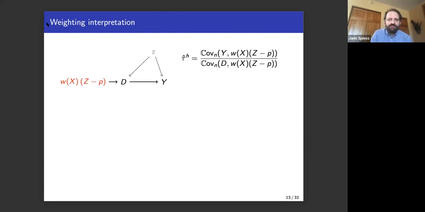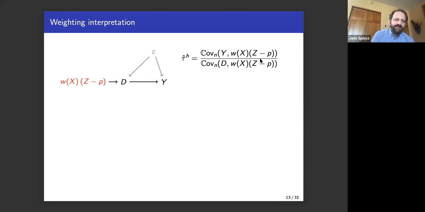I now want to shed some more light on how to interpret this instrument and connect it to some of the existing literature. So far I've assumed that I'm forming an IV estimator by using W(X) times Z minus P, my weighted instrument, as an instrument. The way I would do that is to form an estimate using the empirical covariance between my outcome Y and this instrument, and normalize it by the empirical covariance of the endogenous treatment D and that constructed instrument.